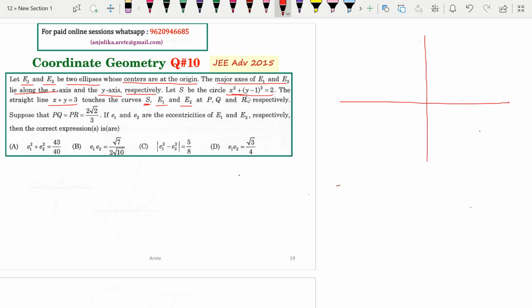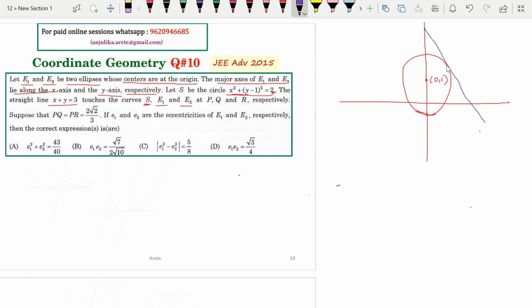So where is the center of the circle given? 0 comma 1. Okay, so let's say here you have a point 0 comma 1. What's the radius? Root 2. Root 2 is a little more than 1.4 or so, so you can just complete the circle right now. What else are they saying? There is this line x plus y is equal to 3. You know how that line looks: the x and y intercepts are both 3, like this.